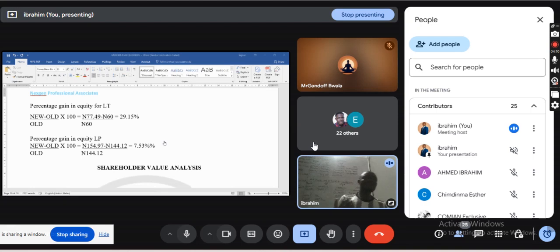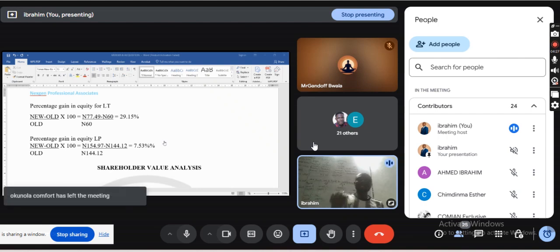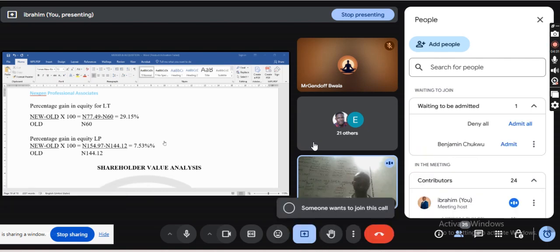So there are factors that affect the maximization of what? Of shareholders' wealth. And what are these factors? They are called the seven drivers.